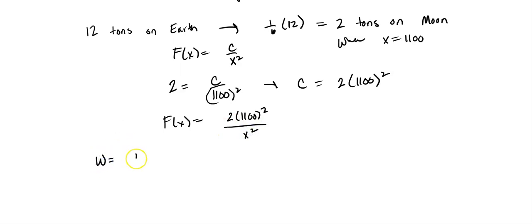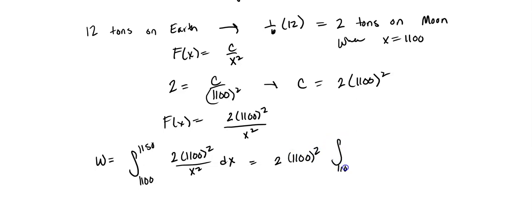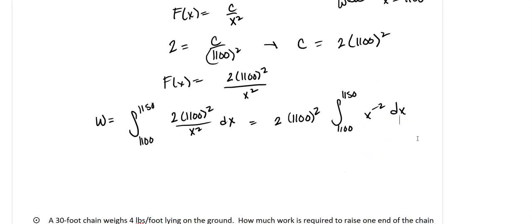So my work done here is going to be the integral from 1,100 to 1,150. Remember, we're traveling from the surface to 50 miles above the surface, of the function 2 times 1,100 squared divided by x squared dx. And I can bring those constants out. And I'm integrating x to the -2 dx. This integral is exactly the same one that we did last time. It's just got different units and different constants. So we know that's going to be times -1 over x, from 1,100 to 1,150.